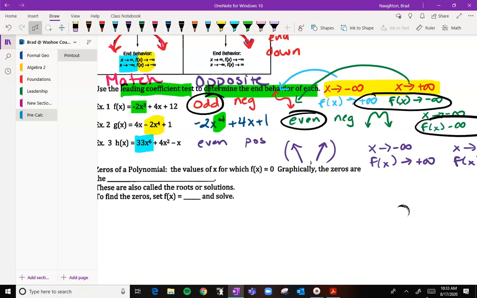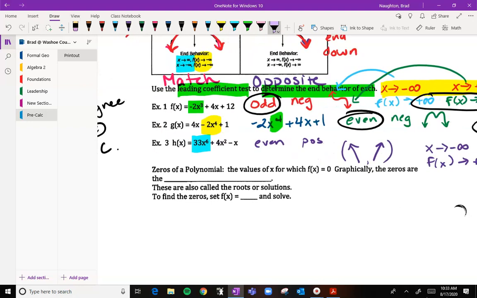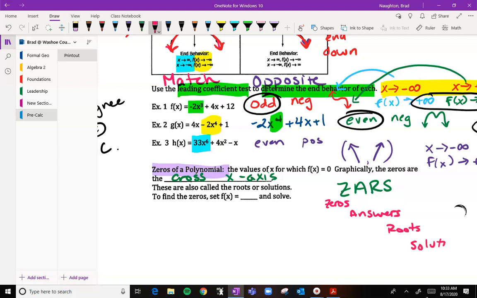Now we're going to go ahead and tackle the zeros. Like I said, that's something very, very important. Okay? The zeros are the values of x for which f of x equals 0. Graphically, the zeros are where they cross the x-axis. Super important. These are also known as answers, solutions, or roots. I call them the ZARs, and that's zeros, answers, roots, and solutions. They mean the exact same thing. They all do the same process.